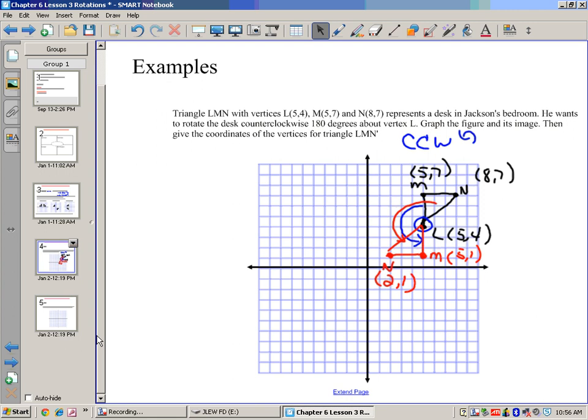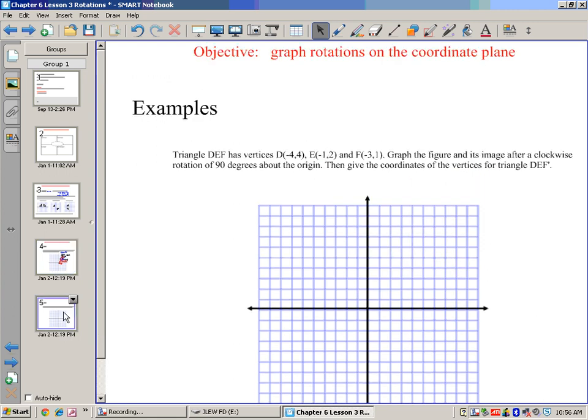Okay, we're going to do some more examples in class as well, but if you need more work, you can always replay the video and look it over. But just remember, when you're rotating around a vertice, the one vertice is the fixed point that stays the same. The other ones that move remain the same distance away from that vertice. Okay, let's take a look at our next example.